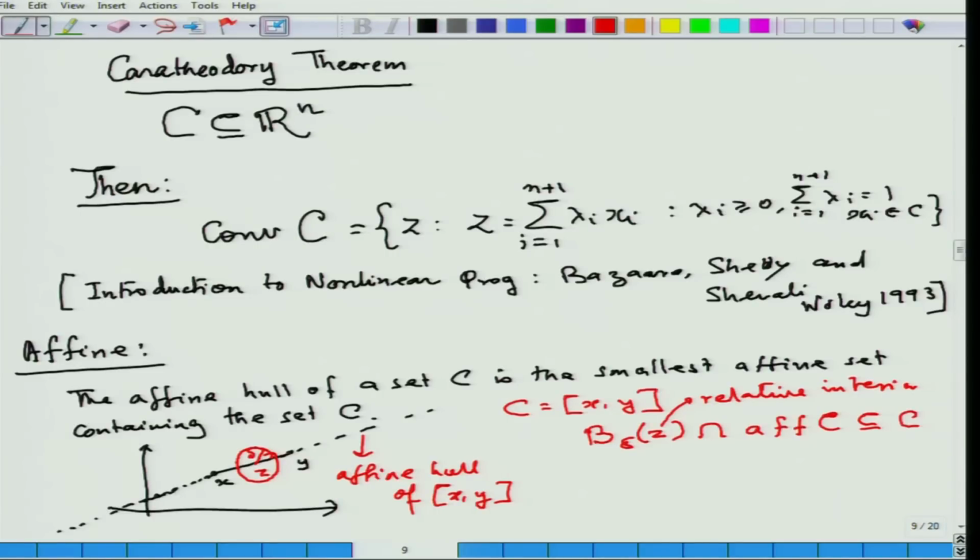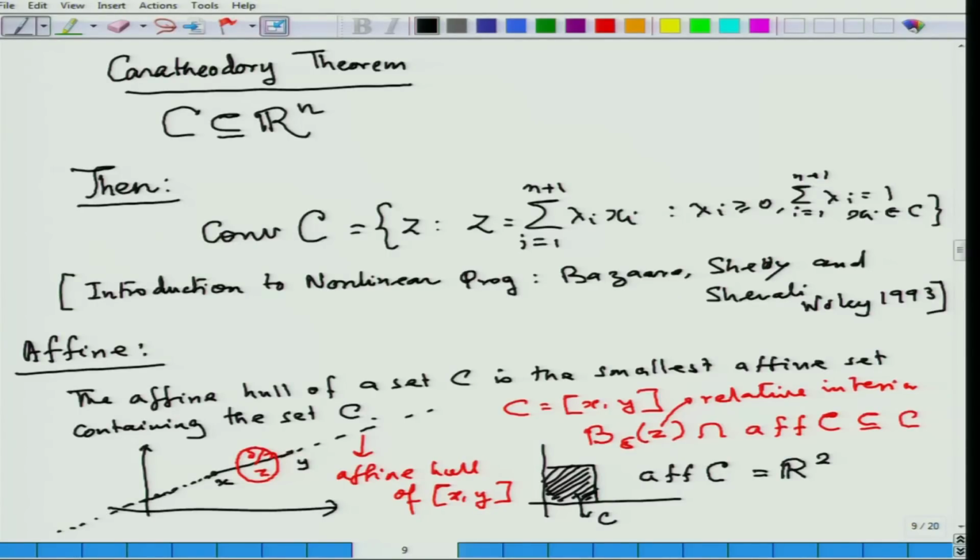Now, here instead of this straight line, if I take this square, it is a 2-dimensional set, no longer a 1-dimensional set in R2. If this is my C, what is the affine hull? The affine hull is denoted as AFF C, like conv C is the convex hull. The affine hull of the set C in this particular case is nothing but the whole space R2.